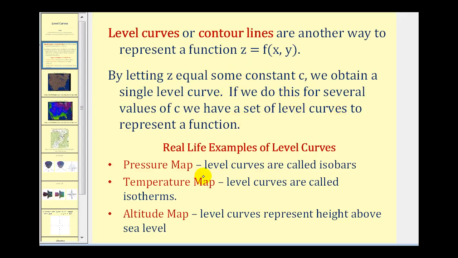Now there are quite a few real-life examples of level curves, and we're going to take a quick look at these before we take a look at our own example. A pressure map can be represented using level curves, and the level curves are called isobars. A temperature map, which we often see on the news, represents a set of level curves called isotherms. And then an altitude map uses level curves to represent the height above sea level.